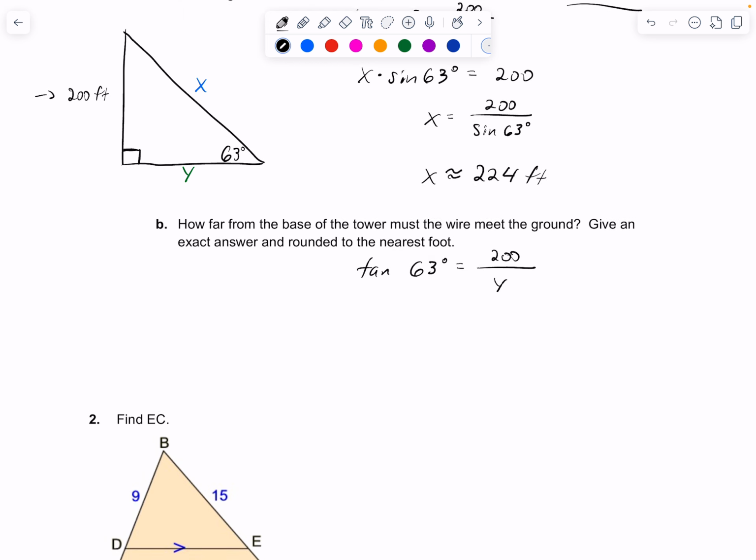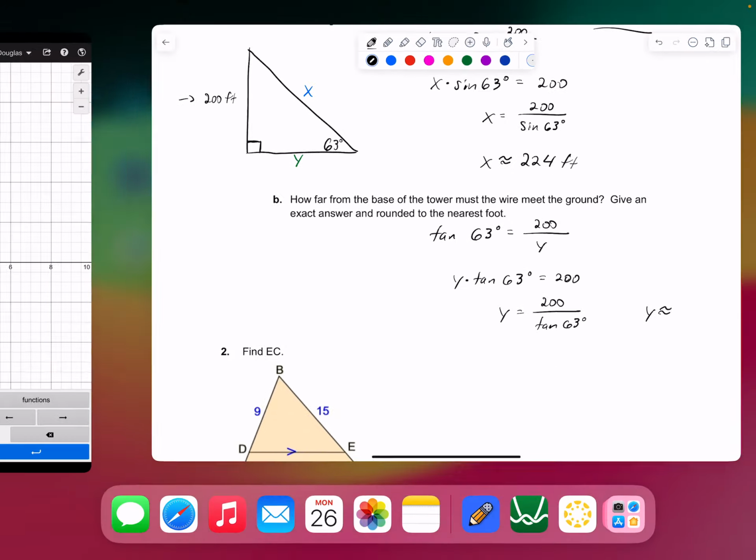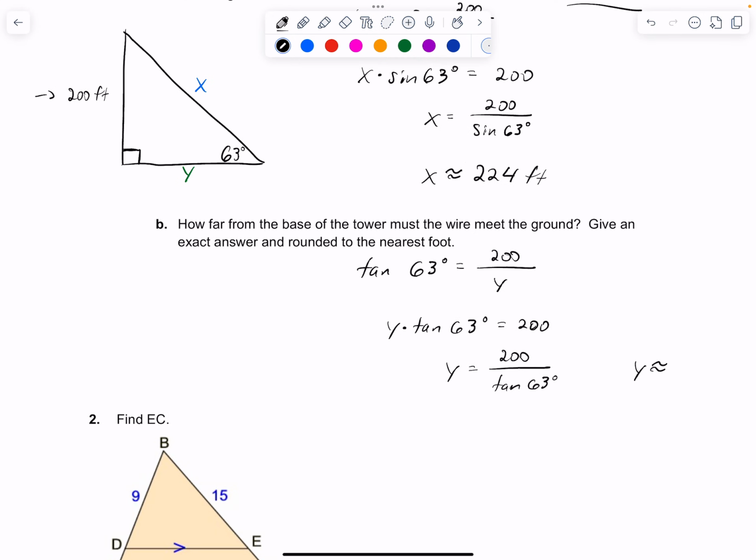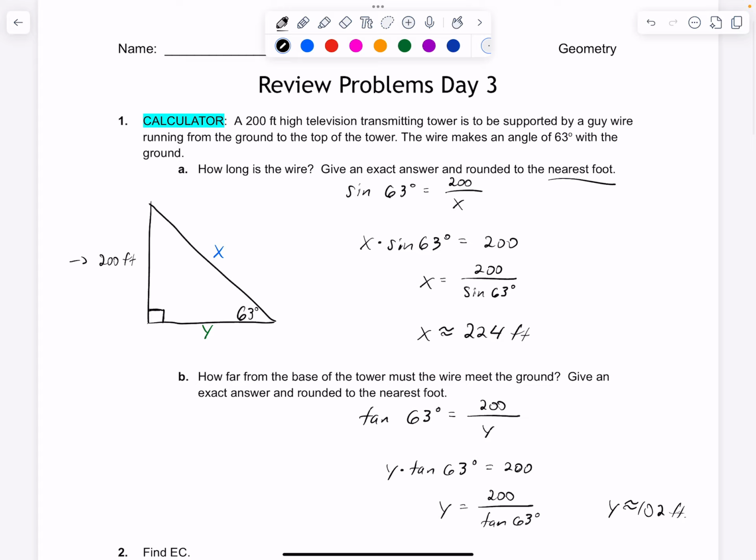So I'll be using tangent of 63 degrees equals opposite 200 feet over adjacent. Same process, move the y over with multiplication. Move the tangent of 63 over with division. And there is our exact answer. And I can get an approximate answer by doing 200 over the tangent of 63 degrees. So approximately 102 feet. Okay, so that is it for the first question. Let's go to number 2.